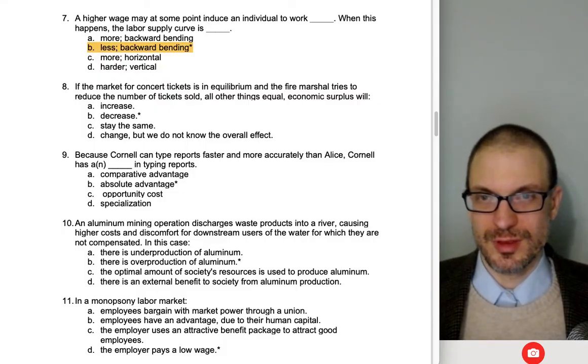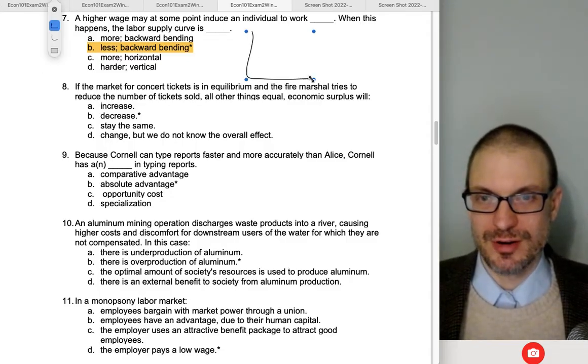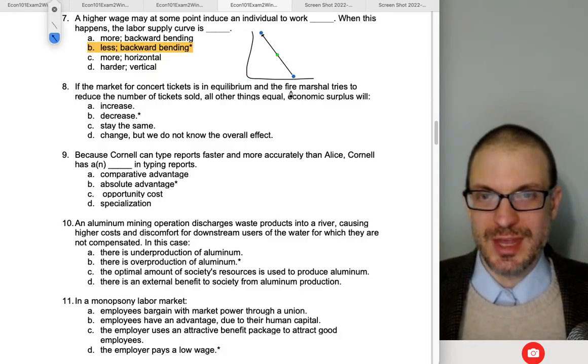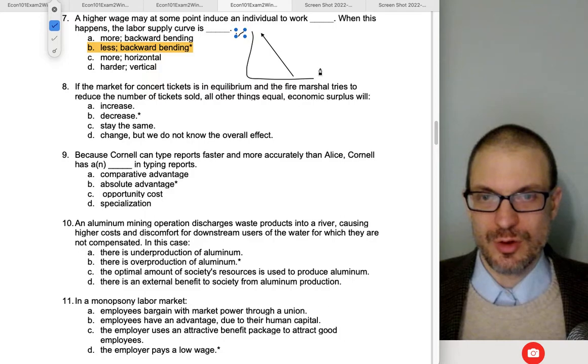So the reason why is, remember, this is when the income effect dominates, and the idea is we have our labor supply curve, and when the income effect dominates, it looks something like this, right? The idea is as the wage rises, so wage is like on the vertical, quantity is on the horizontal.